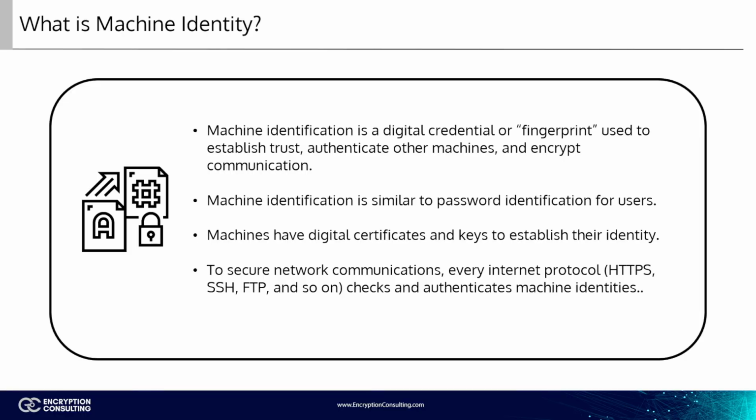So as a refresher, just a little overview on machine identity, what it is exactly. Machine identity is a digital credential or fingerprint used to establish trust, authenticate other machines, and encrypt communication. So the machine uses a collection of authenticated credentials that confirm that a user or system can access online services or a network. Since a machine can't enter a username or password, they use a set of credentials that are better suited to highly automated and linked settings. Machines have digital certificates and keys to help establish their identity as well. This helps to secure network communications. Every internet protocol such as HTTPS, SSH, etc. checks and authenticates machine identities.